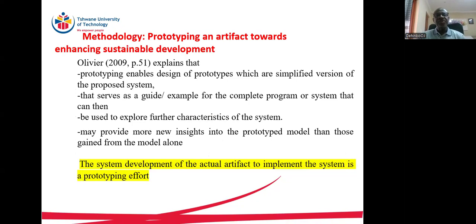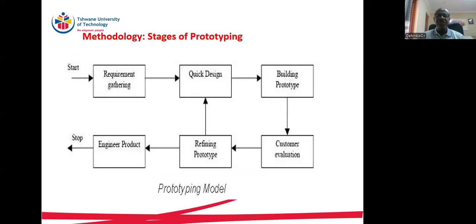So again, the methodology we use here is prototyping, because we are looking at it from the information systems point of view: how can technology assist in solving this problem towards development of the society. So we're going to develop a prototype that will assist with the mentorship efforts rather than relying on file systems. The artifact that is going to be implemented will be the prototype itself. And it will follow various stages, starting with requirements gathering, then quick design, building the prototype, evaluating it, and refining the prototype before the product is engineered and maintained.